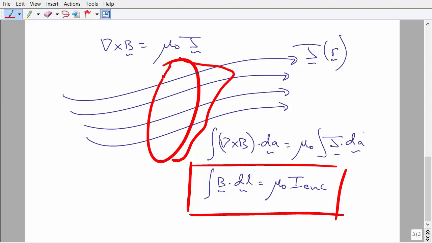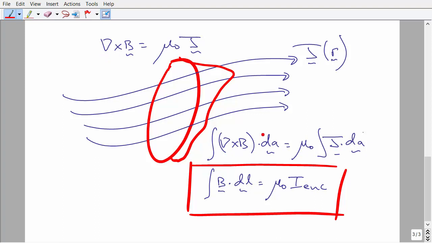And we are going to integrate both sides of the equation over that surface. So the dA here would be the surface normal pointing away from this surface, and the integral of the curl of B dot dA over that surface is mu naught times the integral of J dot dA. That's just integrating the left hand side and the right hand side over a surface.